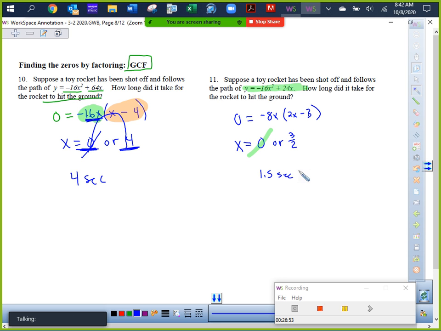It took 1.5 seconds. You could use the quadratic formula on this. It would just end up being kind of weird because the c value is 0. You'd have a lot of weird stuff happening. So not bad. Just a little bit of factoring practice with some stories involved today.